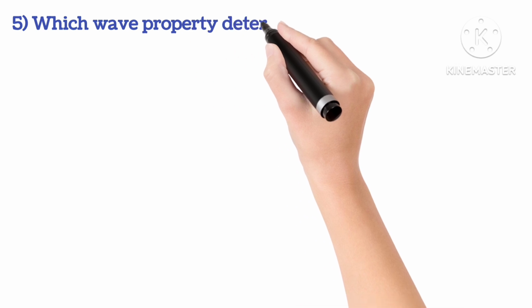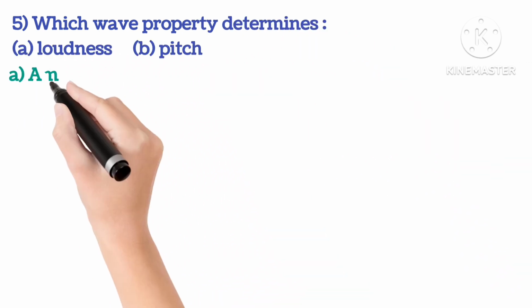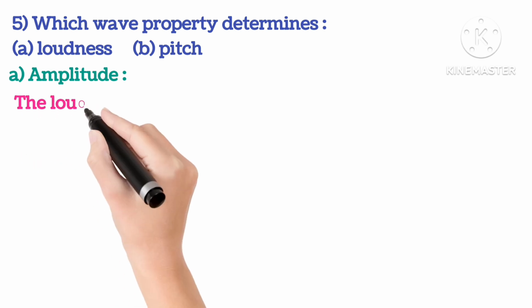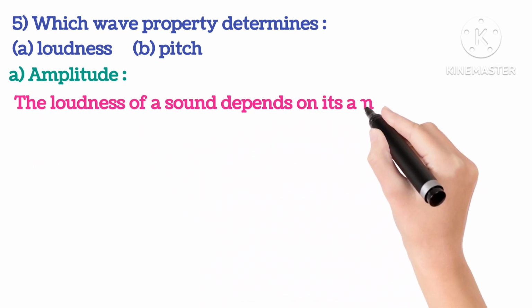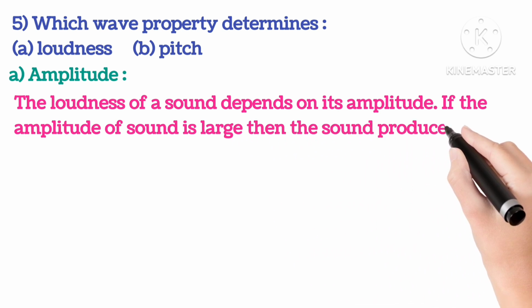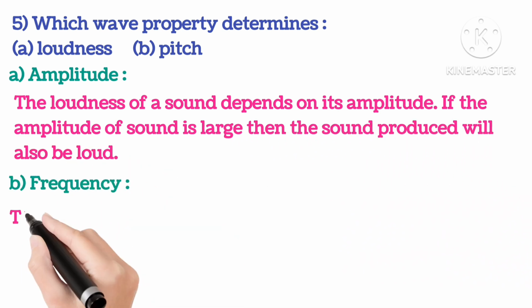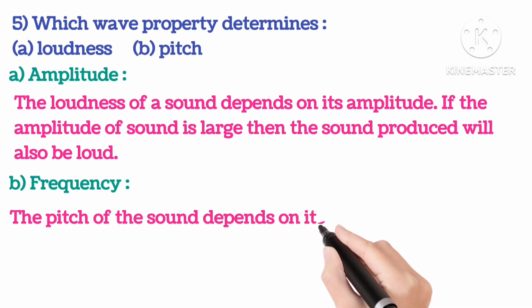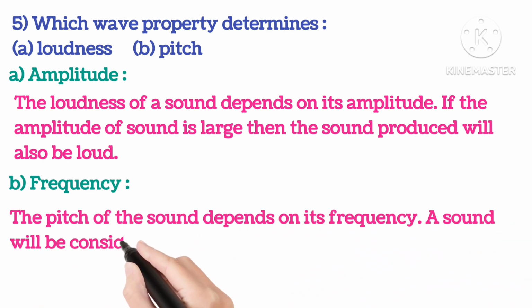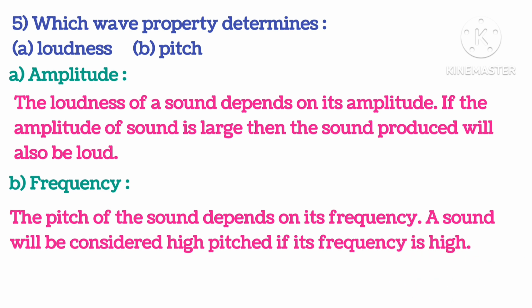Fifth, which wave property determines A. loudness, B. pitch? Amplitude. The loudness of the sound depends on its amplitude. If the amplitude of sound is large, then the sound produced will also be loud. Frequency. The pitch of the sound depends on its frequency. A sound will be considered high-pitched if its frequency is high.